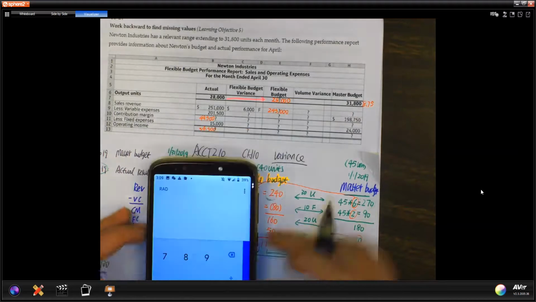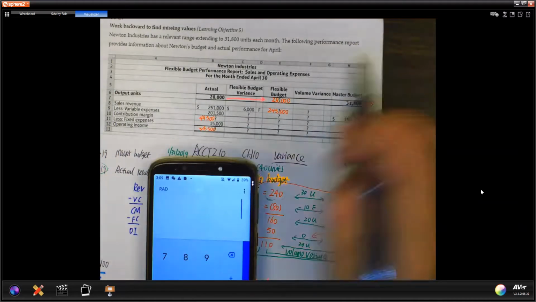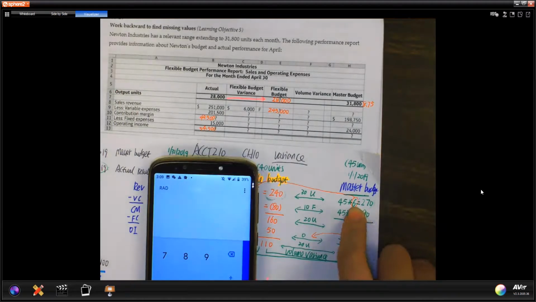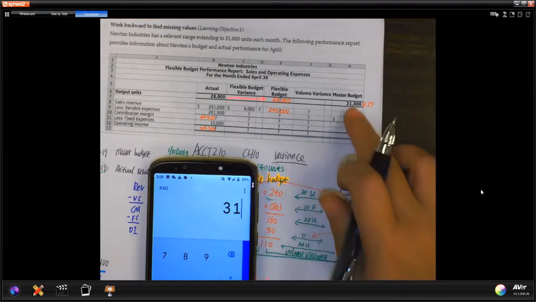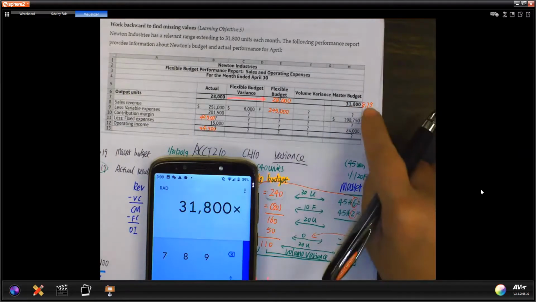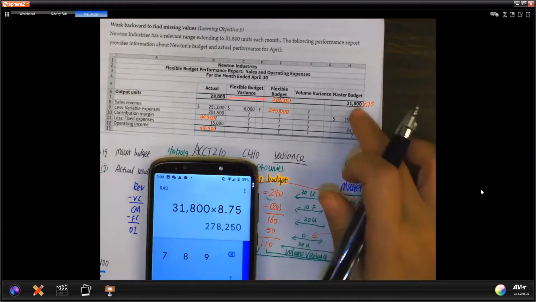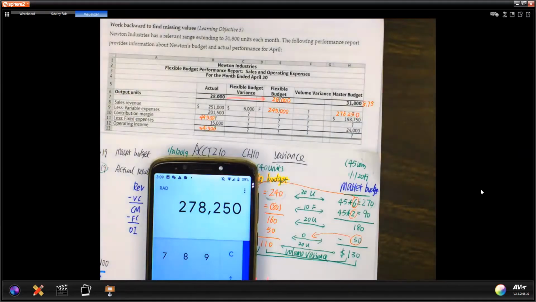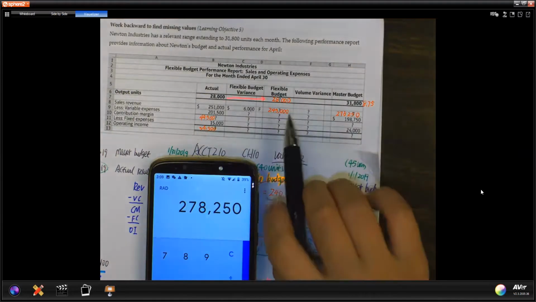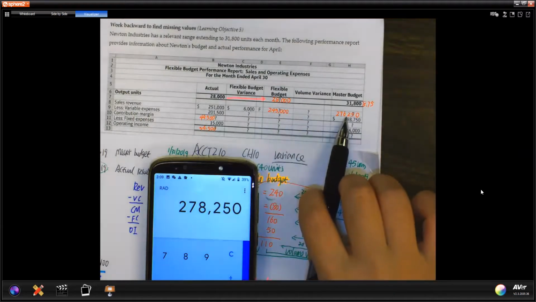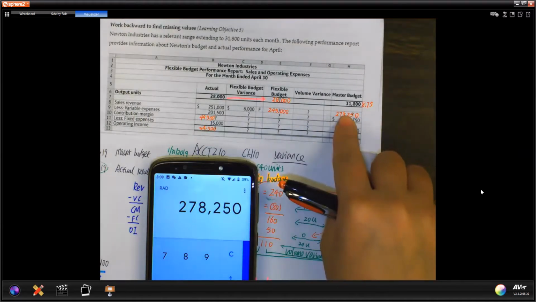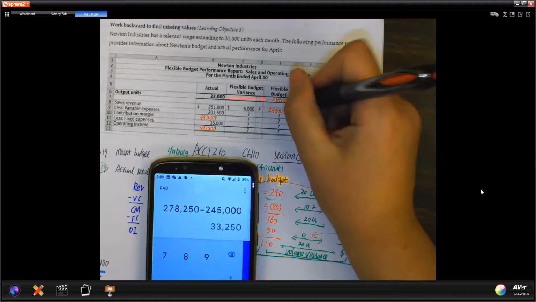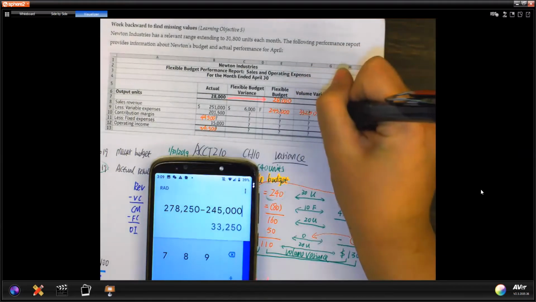So you got that one, and then for the master budget, the master budget is your budgeted units times your budgeted price. So our budgeted units is 31,800 times our budgeted selling price of 8.75. Remember we calculated that there. So you will get 278,250 as your master budget revenue. Your flexible budget is this, your master budget is this, your left side is lower than your right side for the revenue, so that's unfavorable. So you minus 245,000, you first get the answer 33,250, and then it's unfavorable.